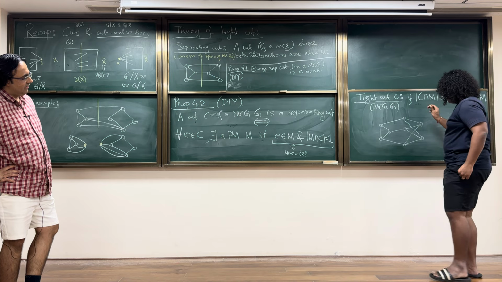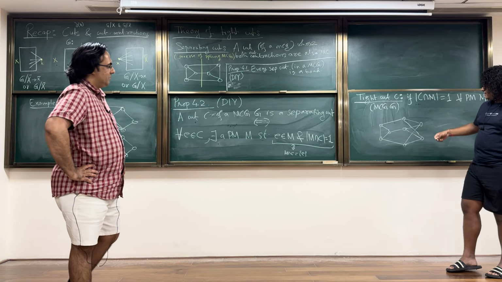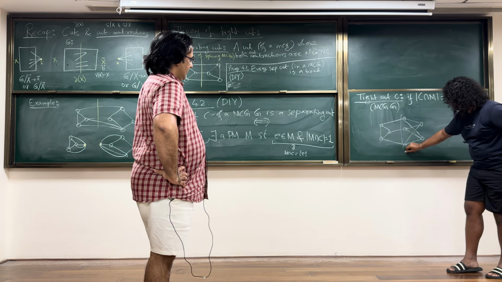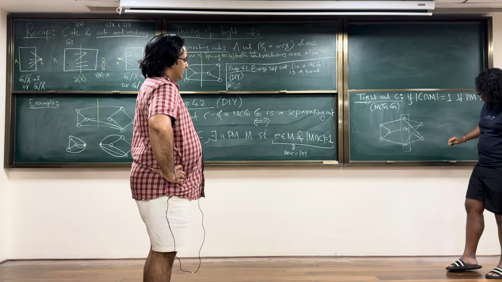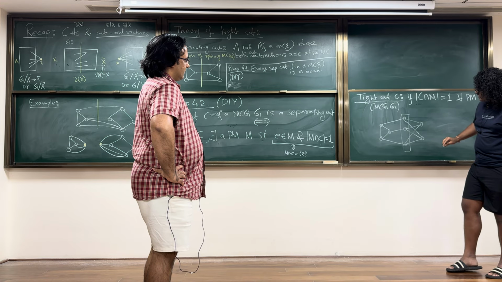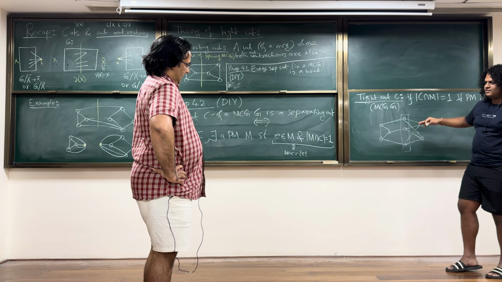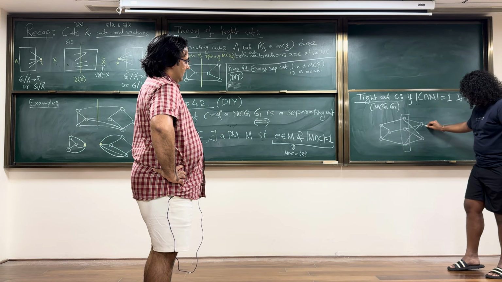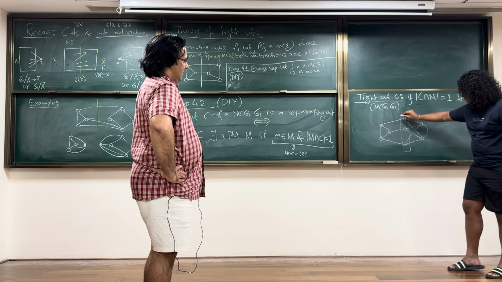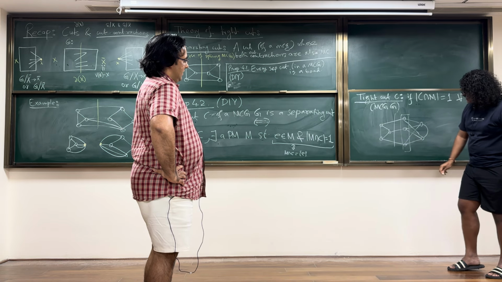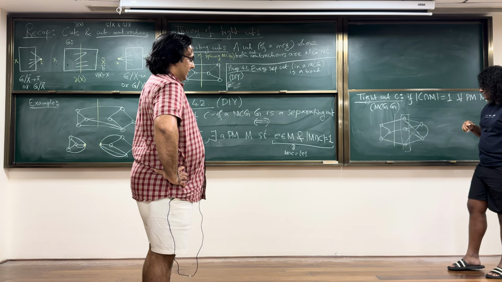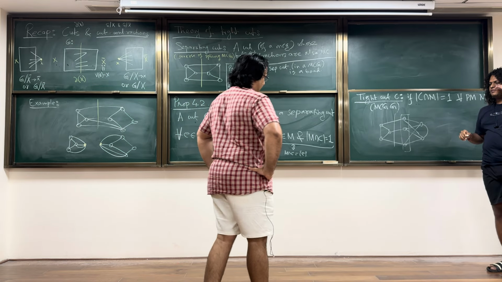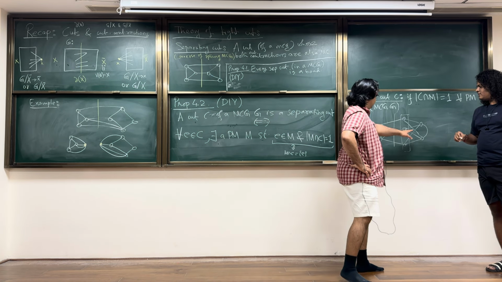So I started with this graph. Here, this is a barrier. And so this is a tight cut, of course. But if I add this edge, this is not a separating cut anymore. That's right. This works. Because it was a tight cut before adding this edge.